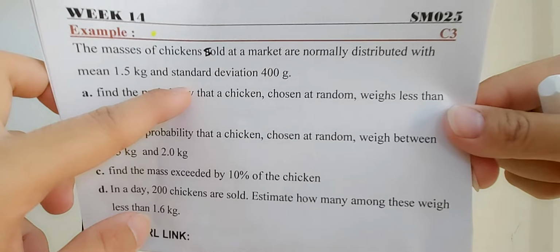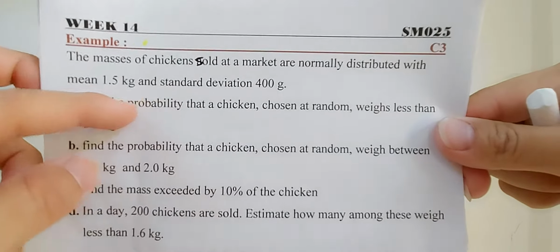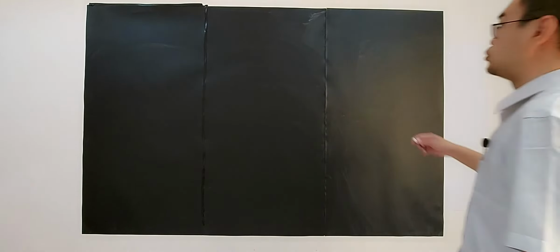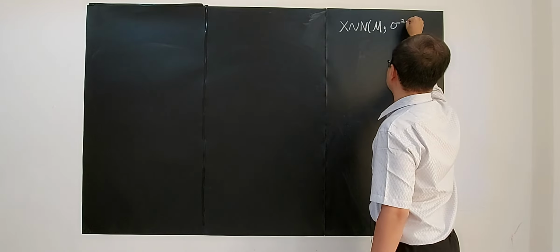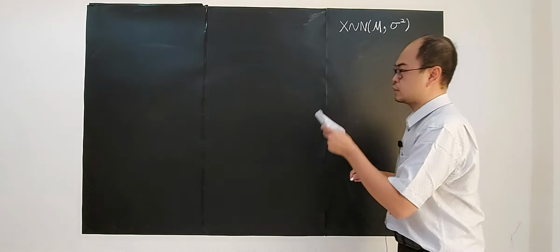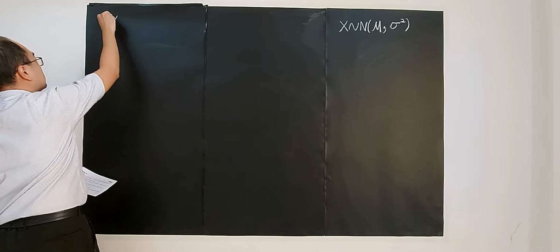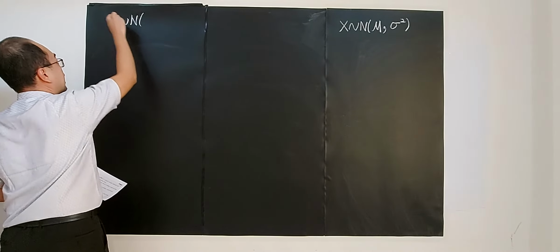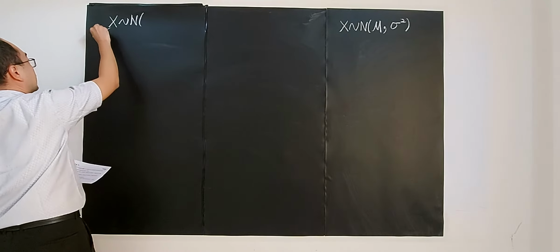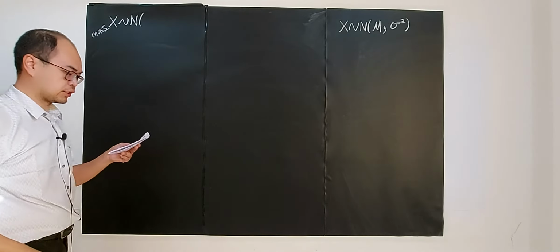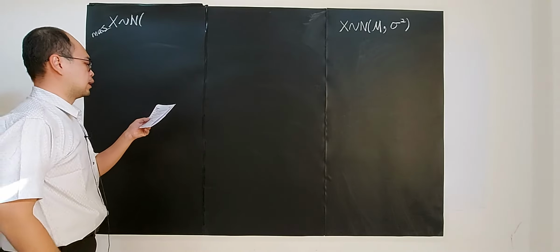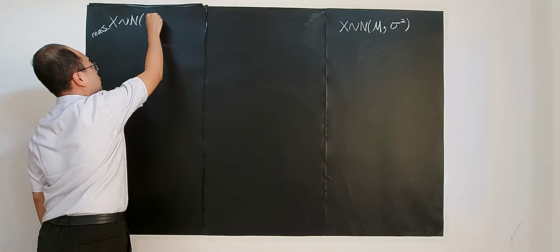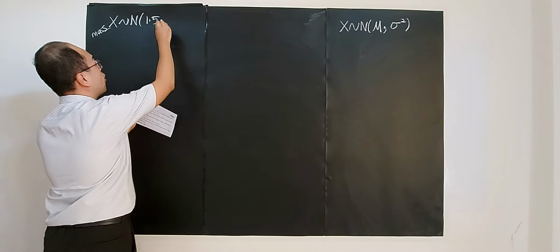It's normally distributed with a mean of 1.5 kg and a standard deviation of 400 gram. As you know, a normal distribution is defined by having a mean and a variance. In this question, the mean is already given. X is the mass of a chicken: 1.5 kg and 400 gram.